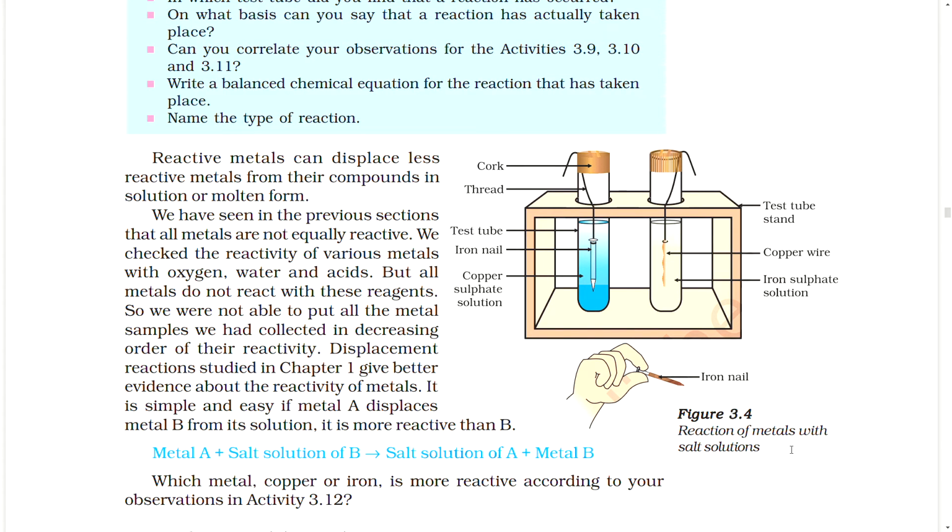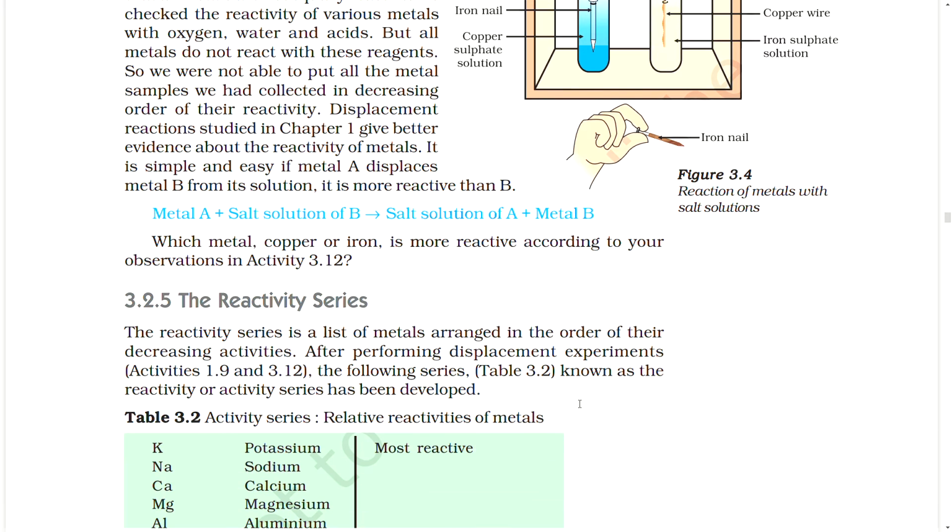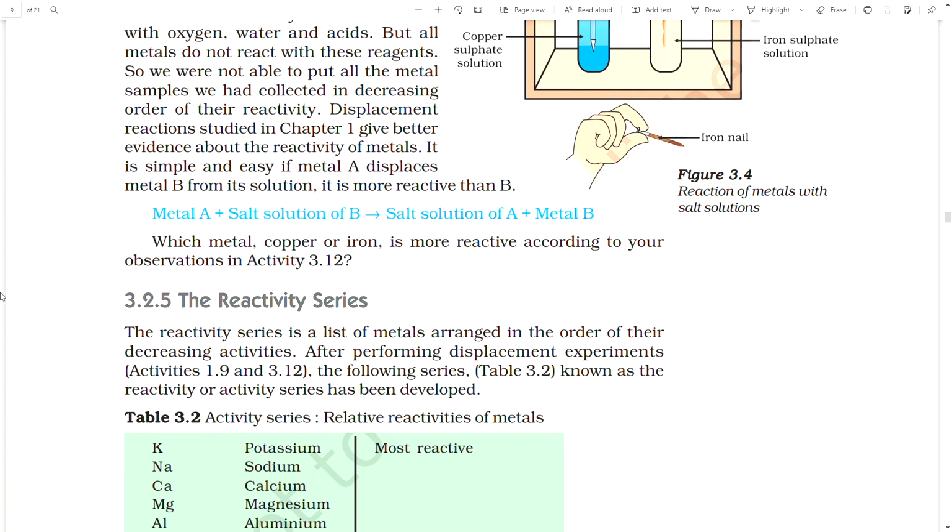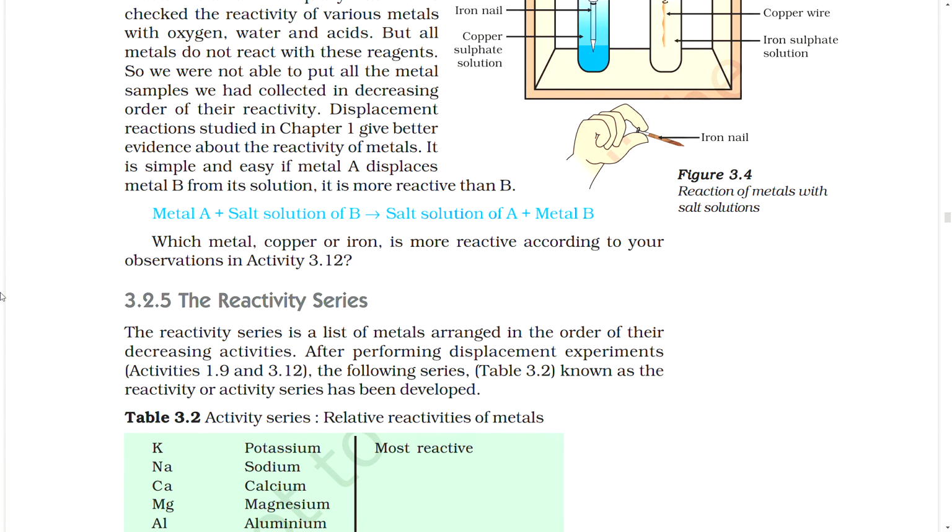Figure: reactions of metals with salt solution. Iron nail, cork, thread, test tube, iron nail, copper sulfate solution, test tube stand, copper wire, iron sulfate solution. Metal A plus salt solution of B gives salt solution of A plus metal B. Which metal, copper or iron, is more reactive according to your observations in the activities? Comment on this.